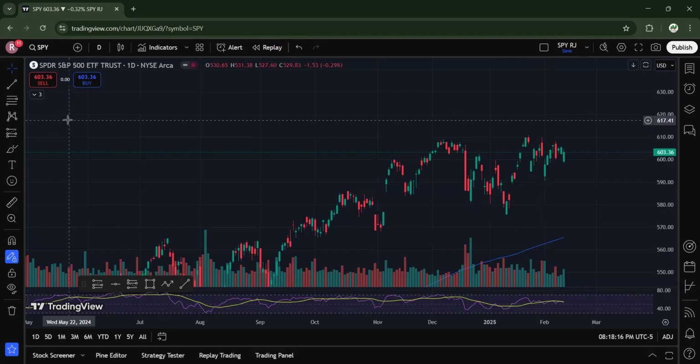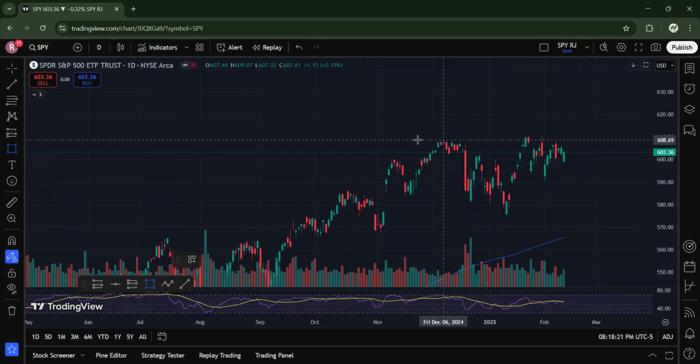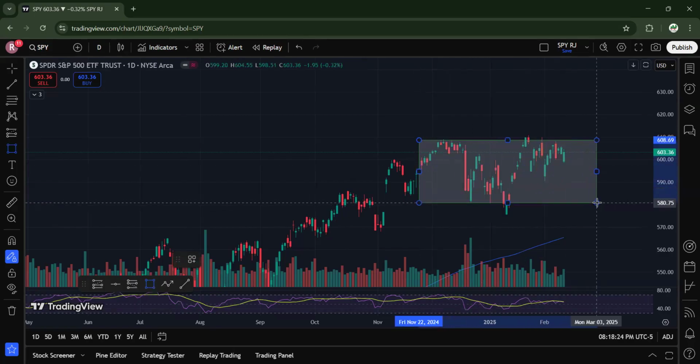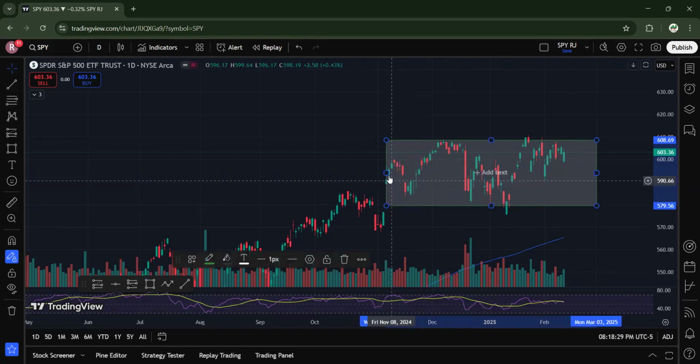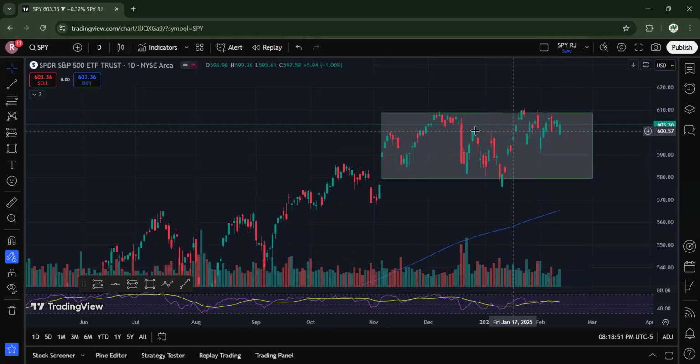Looking at SPY, you can see that we've been in a huge range. We've been ranging for quite some time. This range started back in November. We've been ranging through November, December, January, February, almost 3 months. So for 3 months, in the grand scheme of things, we've done nothing in the market. It's important to note that we've been stagnant.